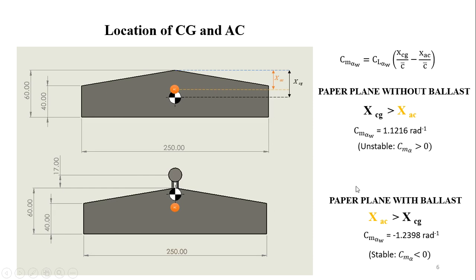So, adding weight ballast in front of the wing will cause the CG location to be in front of the AC, which will make the Cm alpha become negative. The equation to calculate the Cm alpha is here, where the Cm alpha for a wing of thin aerofoil is 2 pi per radian, but we need to correct it with its aspect ratio. Then, having a negative Cm alpha means the paper plane will apply a restoring moment when it is disturbed from its original equilibrium or trim condition.